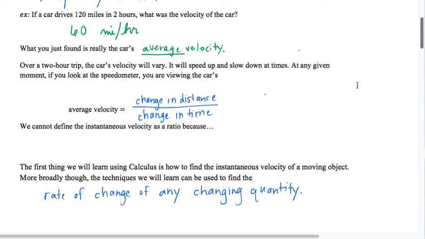So over the 2-hour trip, again, everything changes. Now, average velocity is defined as your change in distance divided by the change in the time that has elapsed. We can't define instantaneous velocity as a ratio like this, because instantaneous velocity is in a single split second. It's what you see when you look at your speedometer as you're driving. The change in time that elapses in that single moment is 0.